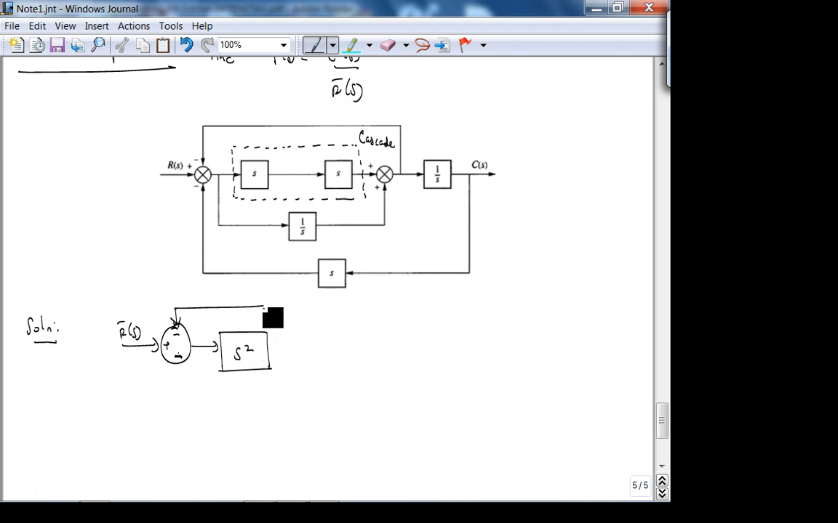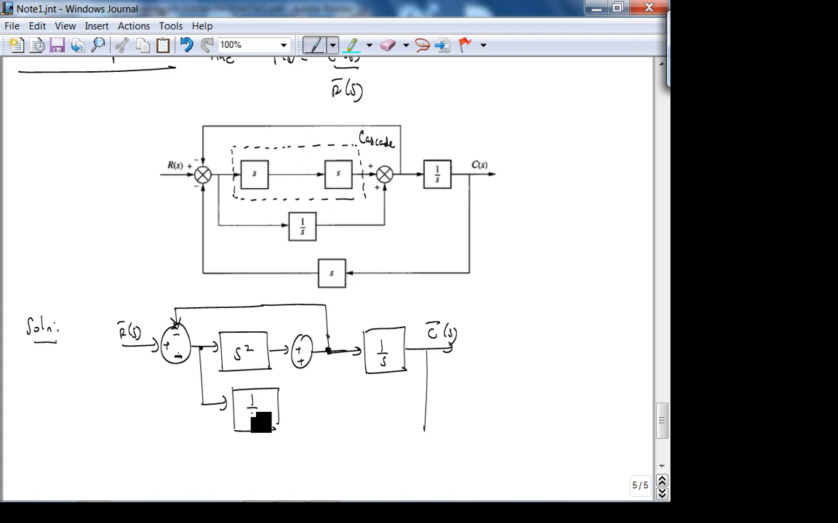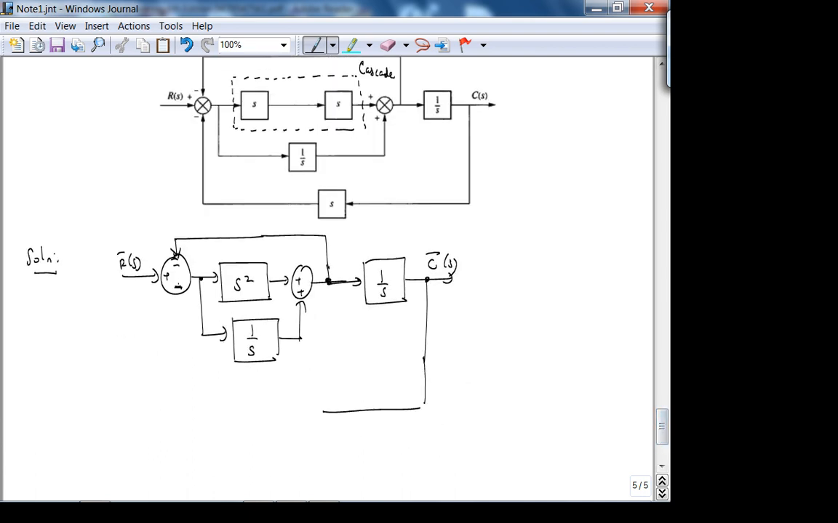So this is S squared. Then what? When you redraw it, you have to be careful that you don't change the system. Here is plus, and then this gets picked off right here, goes through 1 over S, here is C of S. Which time do I have? That's 6 minutes. Maybe we can finish this in 6 minutes, we'll see. So there's a pick-off point right there, 1 over S over here, this gets added in, and then this gets picked off and fed back through a differentiator.